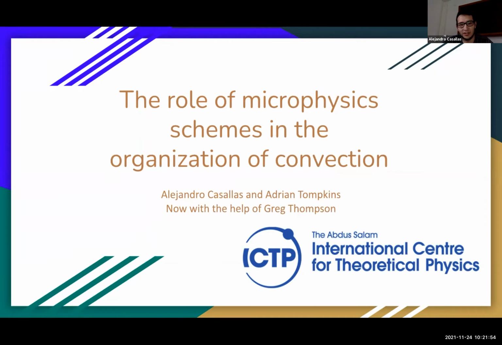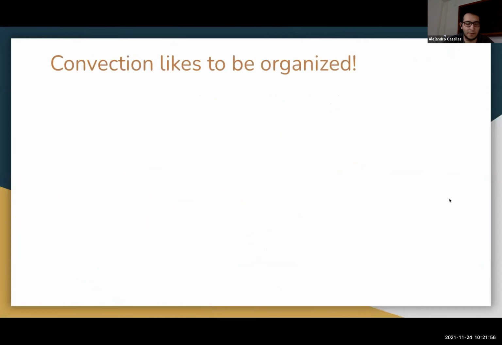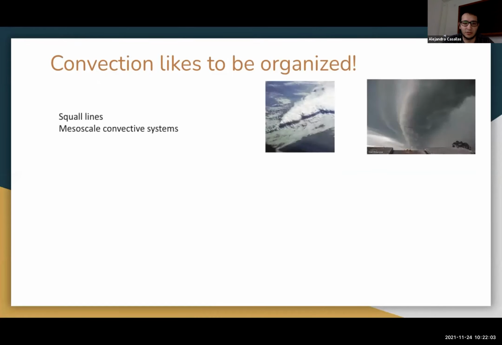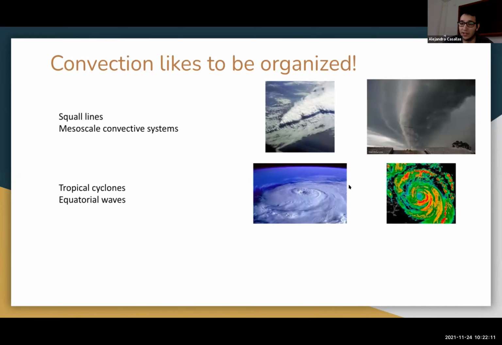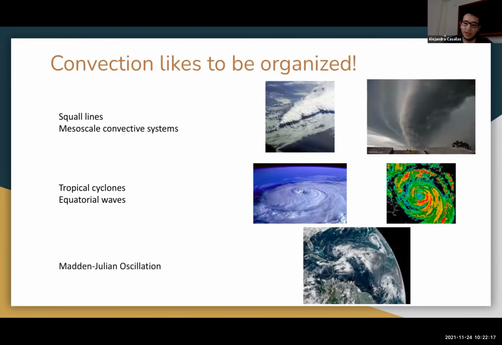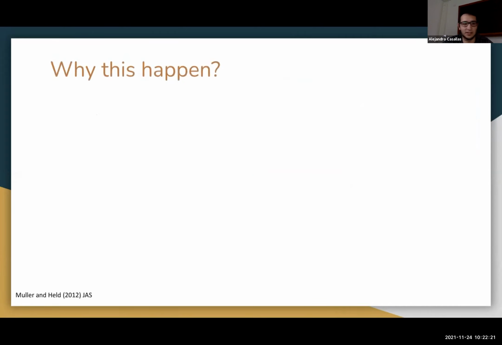First, a little introduction. I don't know if you know, but convection likes to be organized. You can see, for example, squall lines or mesoscale convective systems like these ones, or you can go to larger scales and see tropical cyclones or equatorial waves, and even on planetary scales you can find the Madden-Julian oscillation, for example. So convection likes to be organized.